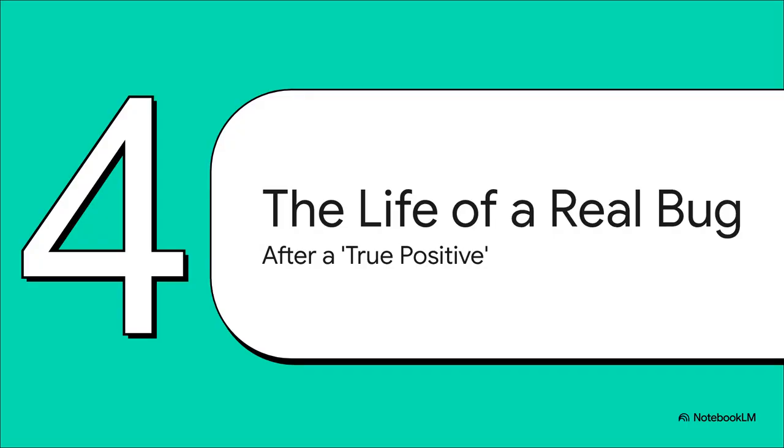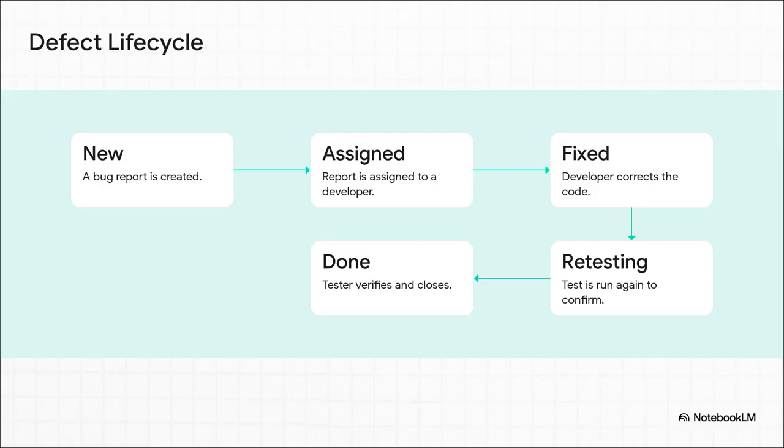So let's go back to the happy path for a second. Let's say we get a true positive. The test worked, we found a real bug. Awesome. But what happens then? It's not as simple as someone just fixing it. A real bug goes on a whole journey. This journey is called the defect lifecycle. First, a bug report is created. Its status is new. Then it gets assigned to a developer. That developer works their magic and marks it as fixed. But we're not done. It has to go back for retesting to make sure the fix actually worked. And only after it passes that retest can it finally be marked as done.